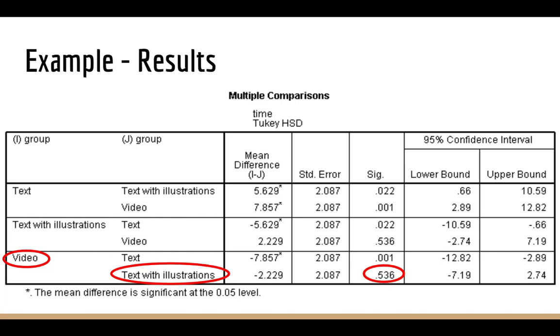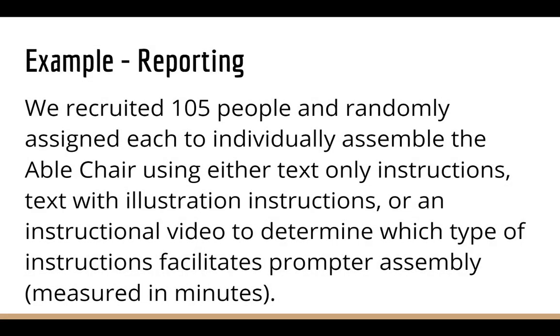So now that we have looked at all the results, how would you report the results? This is where it gets a little complicated. Okay, and we'll go through several examples. So in this one we might say we recruited 105 people and randomly assigned each to individually assemble the Able chair using either text-only instructions, text with illustration instructions, or an instructional video to determine which type of instructions facilitates prompter assembly, measured in minutes. Okay, so you're telling everybody in here how many people you had, that you randomly assigned them, the groups that you assigned them to, and how you measured your results.